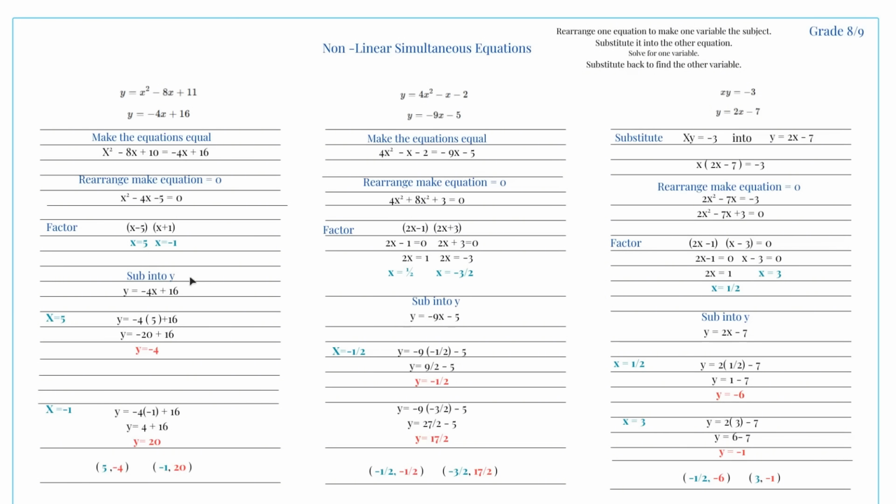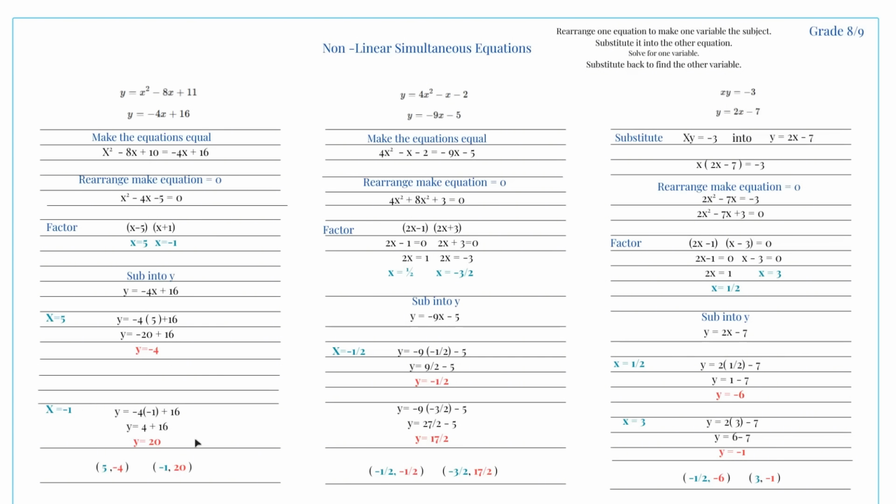Then we've got to find our y. We found our x's like a normal simultaneous equation. Now we need to sub into our y. Well, I've chosen the smaller one, which is y equals minus 4x plus 16 because there's fewer numbers to deal with. So first of all, I've done our x equals 5, subbed it in, and I've got y equals minus 4, x minus 1, subbed it in, and I got y equals 20.